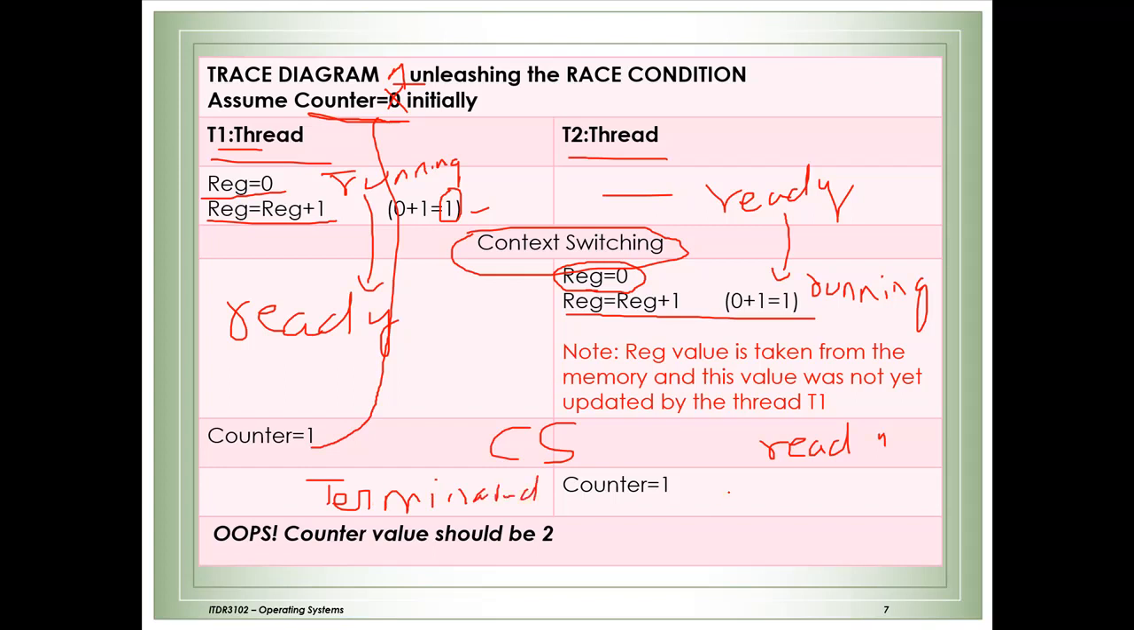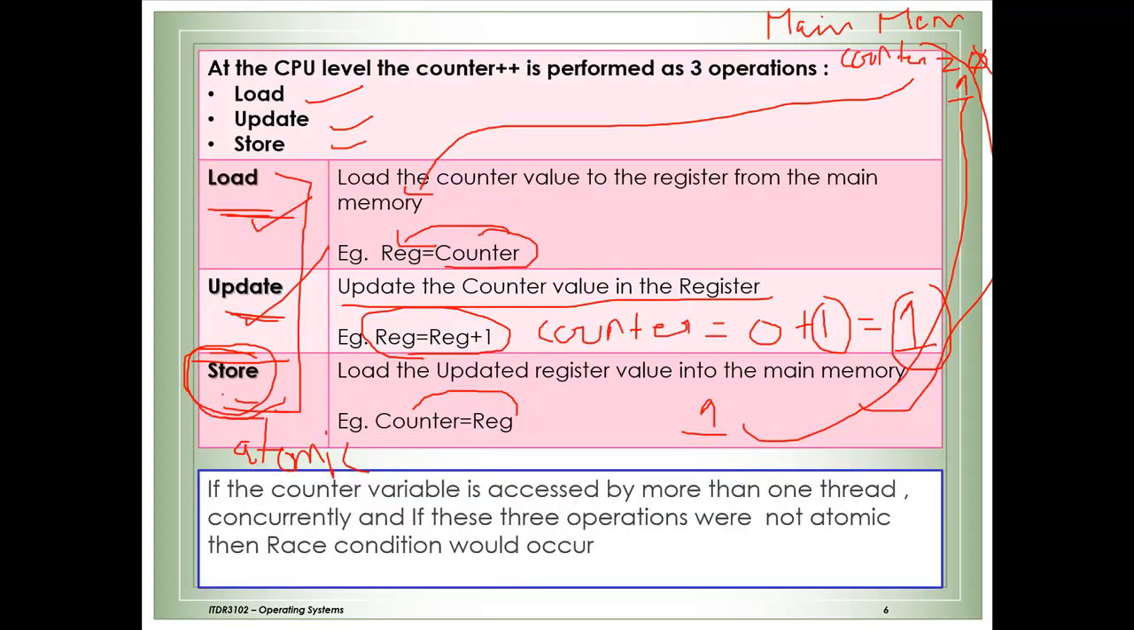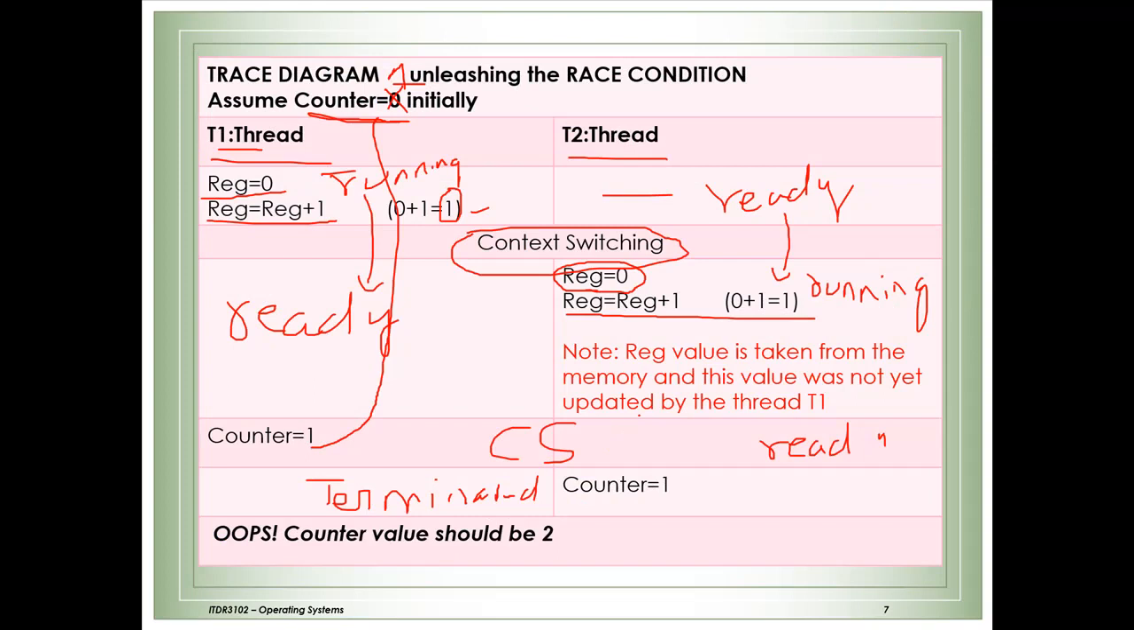Now what happens? Thread 2 is getting the chance. Thread 2 performs the store operation. So it will update this value into the memory. The value is already 1, so it will remove the 1 and again put the 1. But what should be the correct value? Actually the value should be 2.